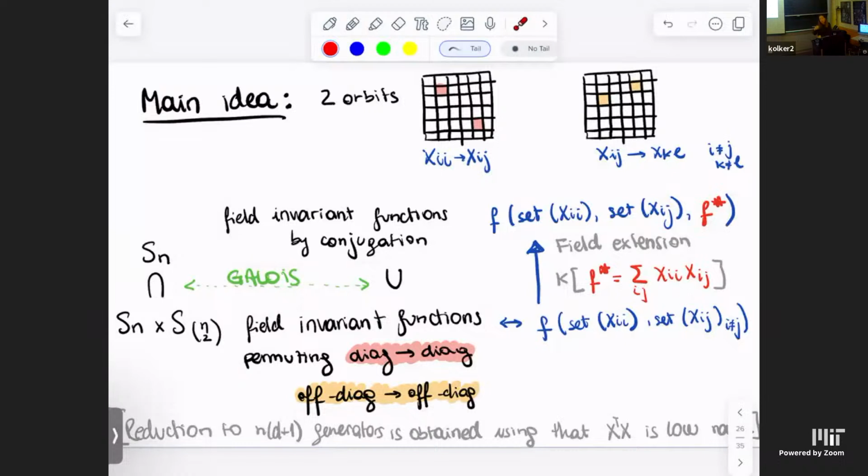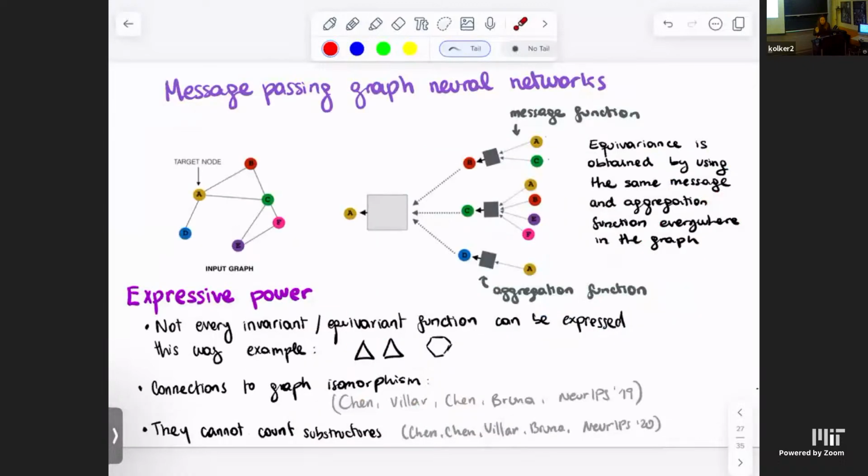And then there is another trick that we use: instead of computing all these objects, we use something that is lower rank. I'm not going to go into the details, but that's something that can be done. I know that I'm almost out of time, so I'm going to skip the things about message passing neural networks, but you can think that graph neural networks also have this symmetry that I showed you earlier, so it makes sense to see it in this context as well.